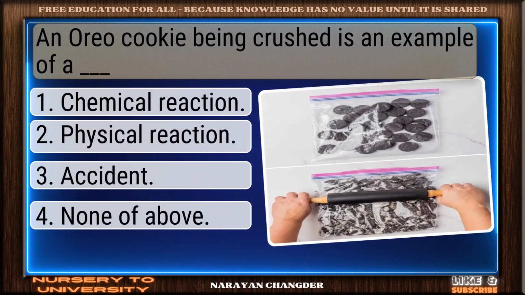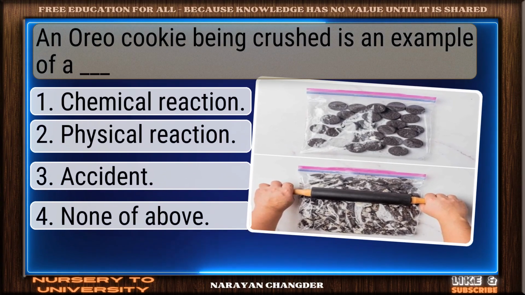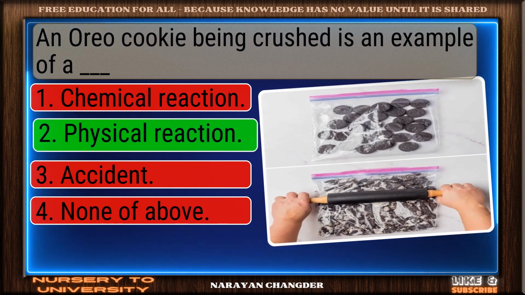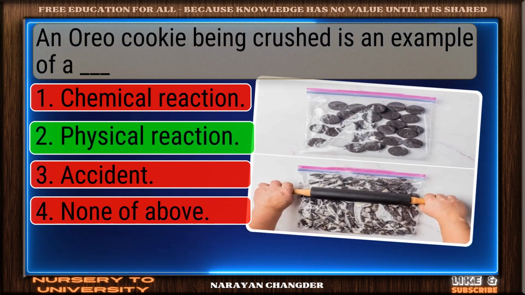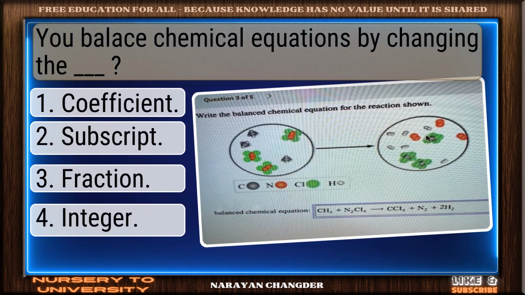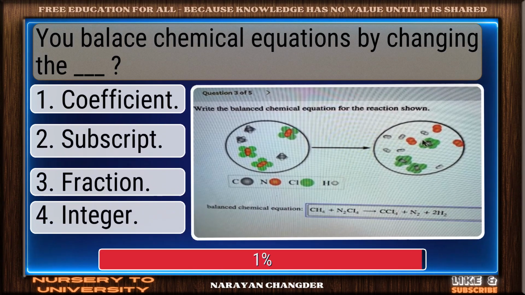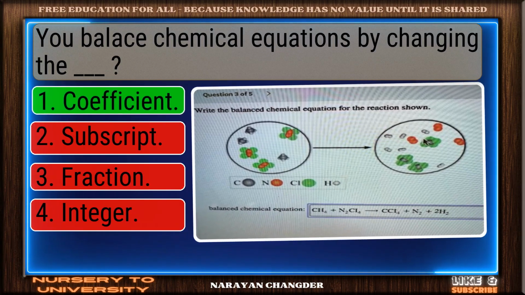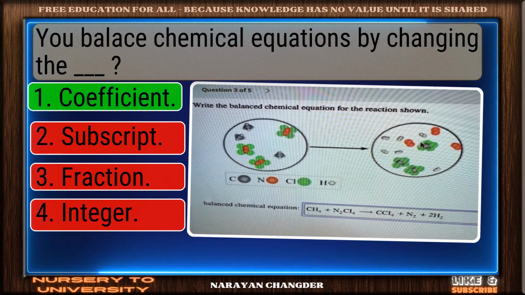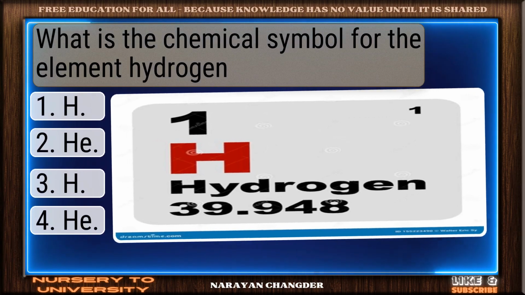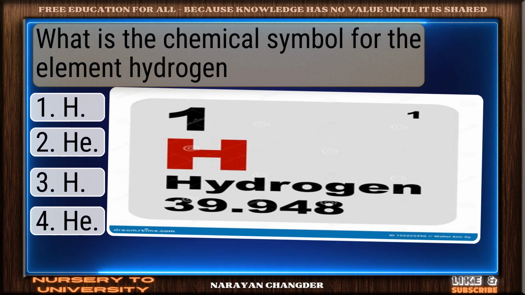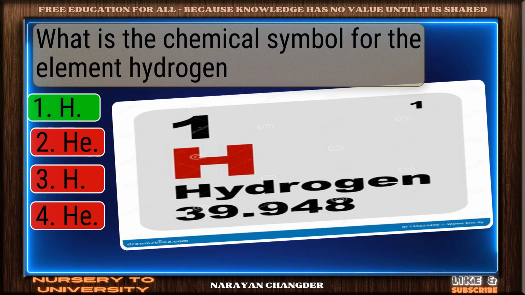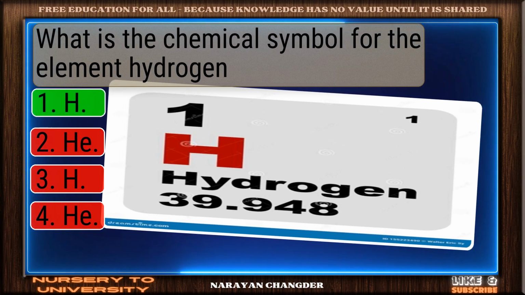An Oreo cookie being crushed is an example of a dash. Correct response. Physical reaction is the most accurate answer. You balance chemical equations by changing the dash. Right again. Coefficient is a valid answer. What is the chemical symbol for the element hydrogen? Nice work. You chose H and it is correct.